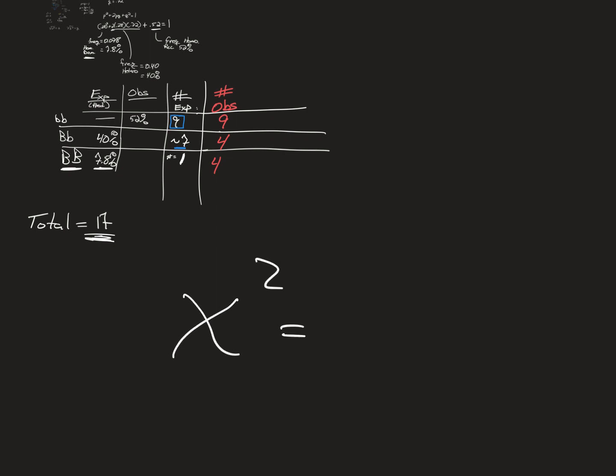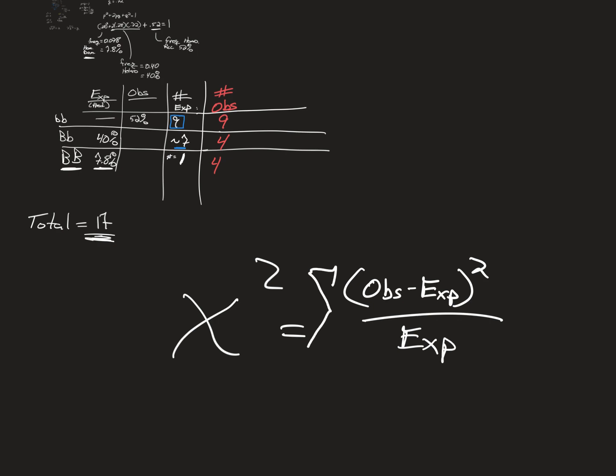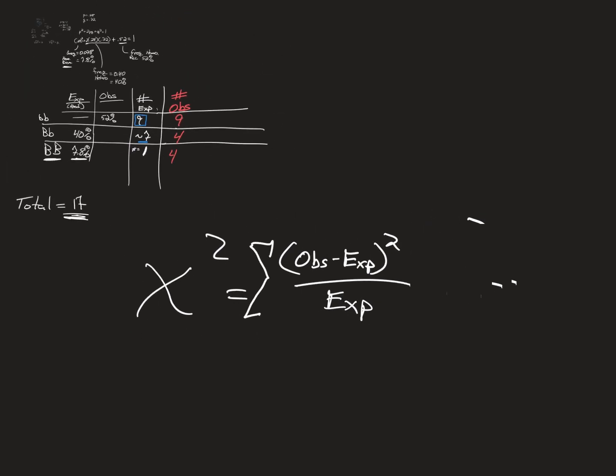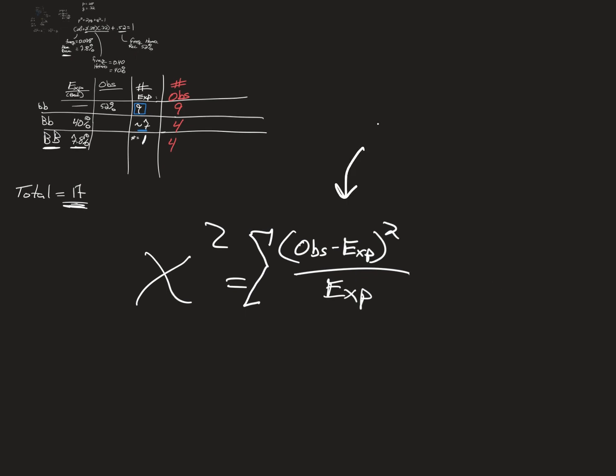Who knows what the formula is? P squared. That's Hardy-Weinberg. Observed minus expected, squared, divided by expected. Is this right? Summation. That's right, because it is a summation. Summation of what? Well, this would be for the little b. Then you add it to the same thing for what?